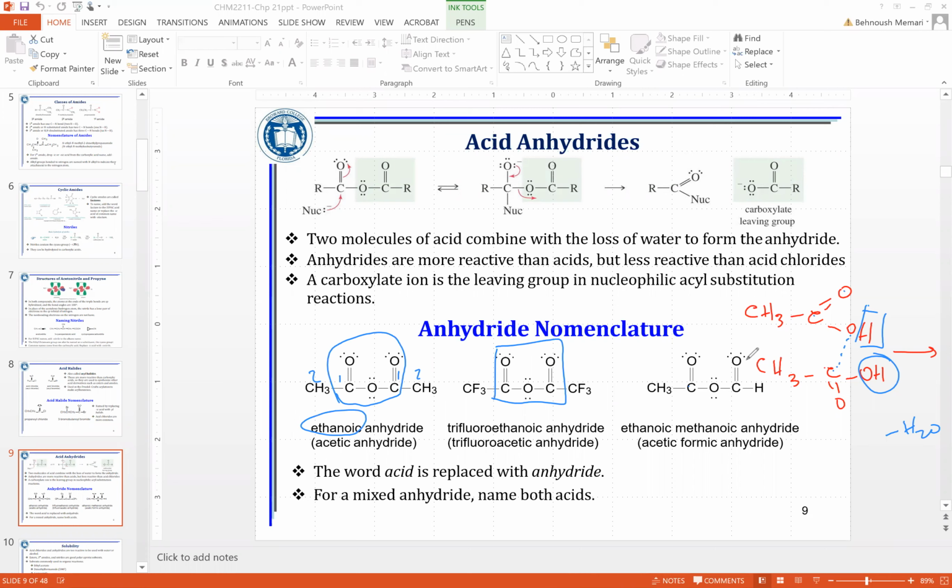But if the number of carbons is different, so they are not symmetrical, you have to give both names of the acids they are coming from. One side is coming from ethanoic acid, the other side from methanoic acid. You can use alphabetical order: ethanoic methanoic anhydride. That means the methanoic acid combined with ethanoic acid, lost the water and changed to anhydride. So that's for the mixed anhydrides.